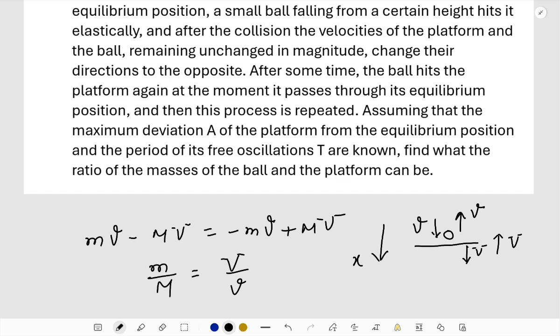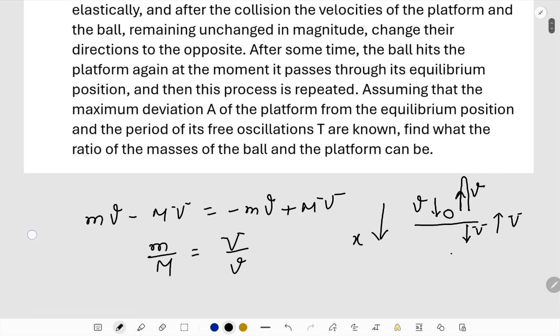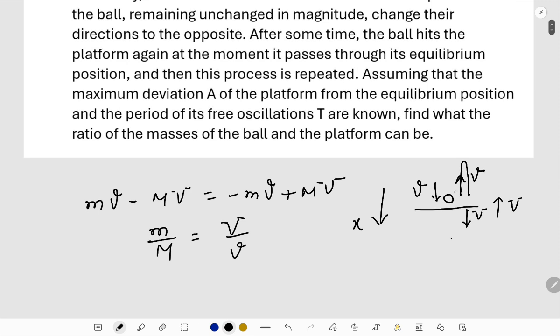So we need to find out the velocities of the ball and the platform before the collision. How can we do this? We have only one piece of information. The ball will spend its time in air. That means just after the first collision, the ball will go up in the air and come down to complete one cycle of motion. During this whole cycle of motion, the time spent by the ball in air is simply 2v upon g. This is the time of flight of the ball in air.